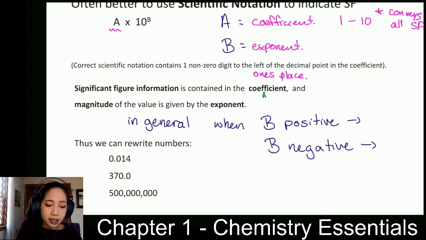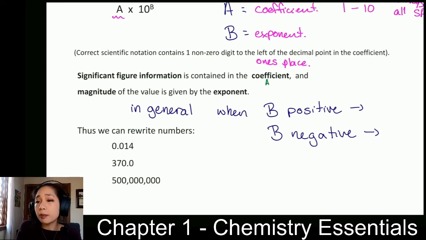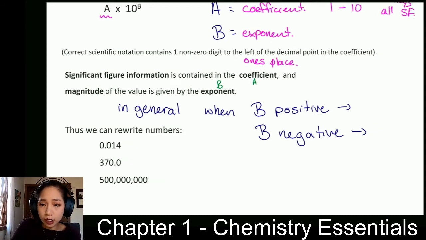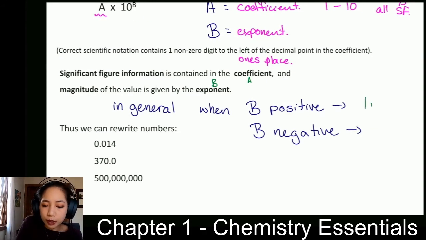All right, and the magnitude of the value is given by the exponent, our b value. So magnitude meaning how big or how small our number is. So in general, with your b, that exponent part, if b is positive, a positive number, you're going to be taking 10 to a positive exponent. So when b is positive, we typically have a large number, like 200, 500, whatever, 5,000. When b is negative, we're trying to convey a small number.